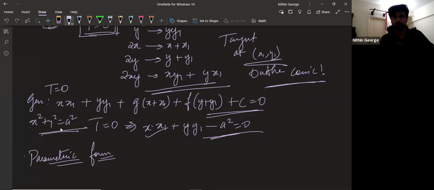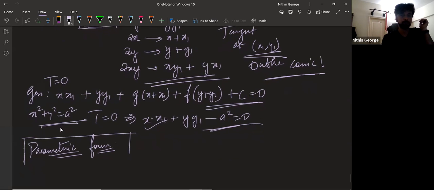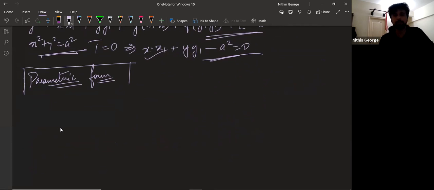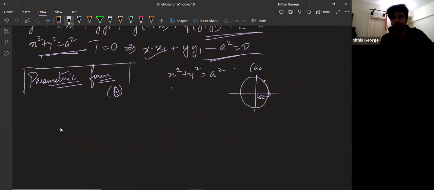Okay. So I will be continuing tangents, but this is a subtopic in between: parametric form. Parametric form is where you use some parameter, p or theta, to represent any point on a given conic. So you have x square plus y square equal to a square. How do you represent any point on that conic? So you have a circle with radius a. Each point can be represented as a cos theta, a sin theta.